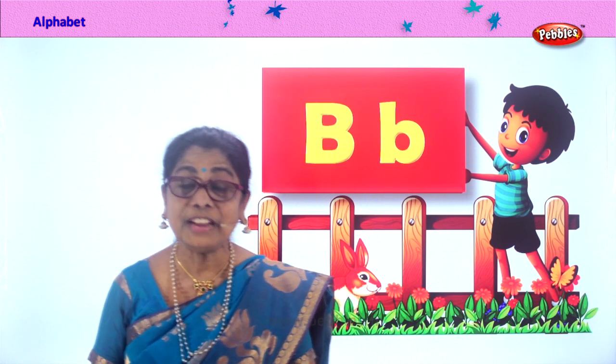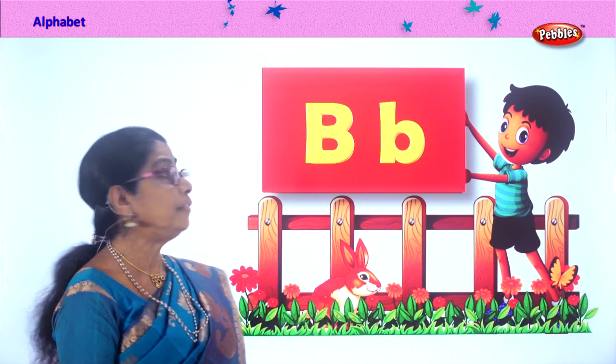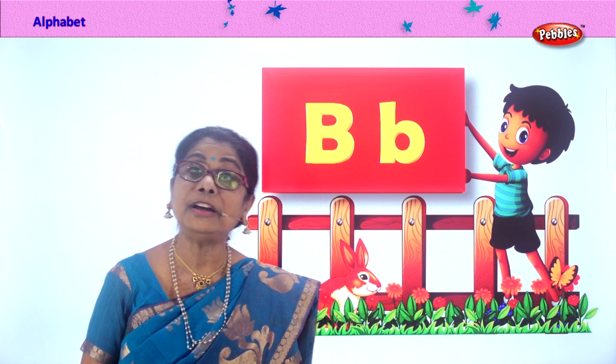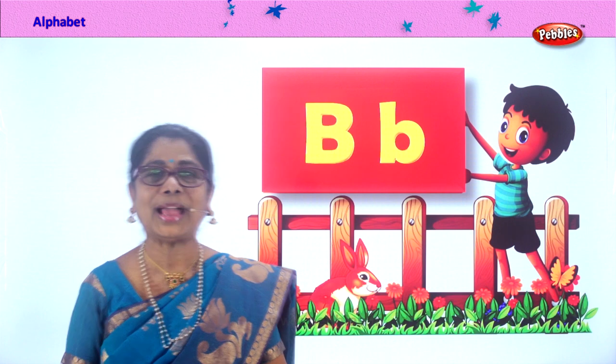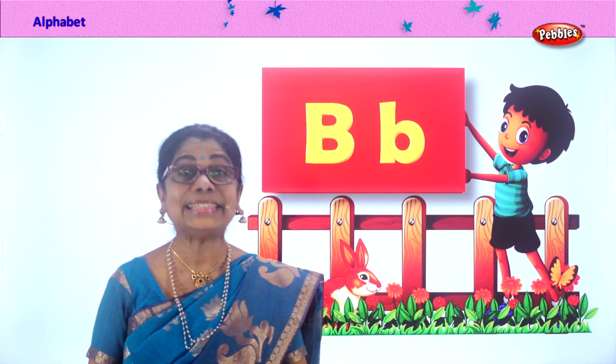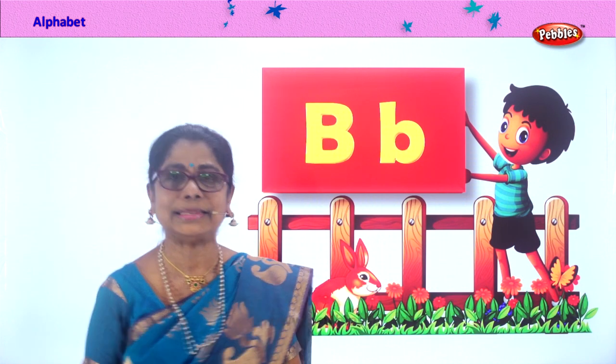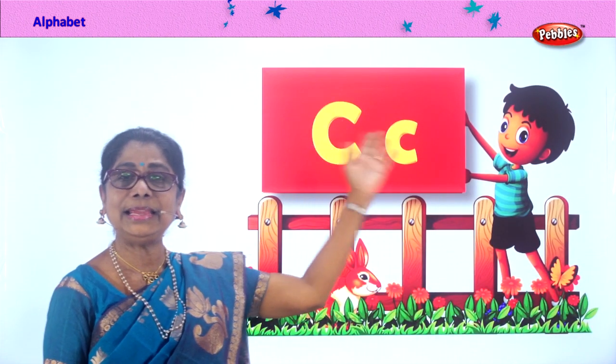Good. B for ball. B for bat. B for boy. Very good. Let's look at our next alphabet. What is it? Capital letter C, small letter C. What is the sound of letter C?